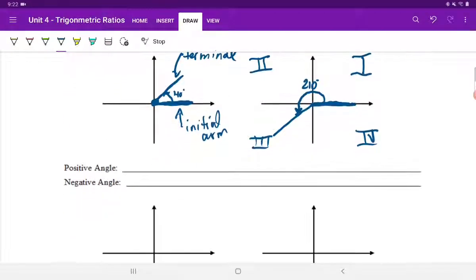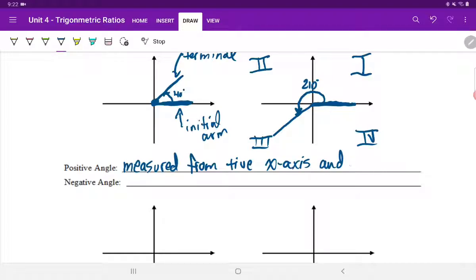A positive angle. So everything we've been doing so far has been positive angles, and they're all going counterclockwise, right? So they are measured from the positive x-axis and move counterclockwise. Okay, so that's counterclockwise, and just short form CCW.